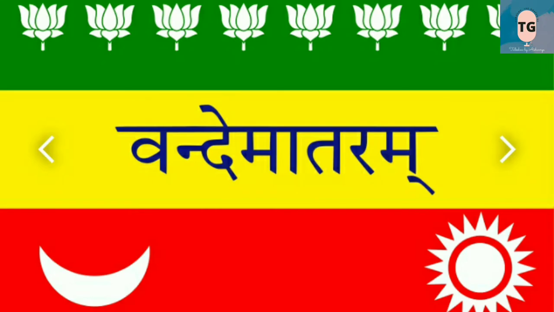The national flag. Tiranga is the national flag of India. It was designed by Pingali Venkayya and was adopted by the Assembly on 22nd July 1947. Tiranga means tricolor, where saffron symbolizes the sacrifice of the freedom fighters, white symbolizes peace, and green symbolizes fertility and prosperity. This was the flag of India in 1907.